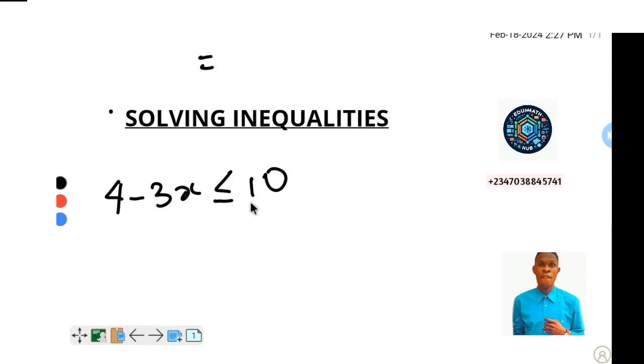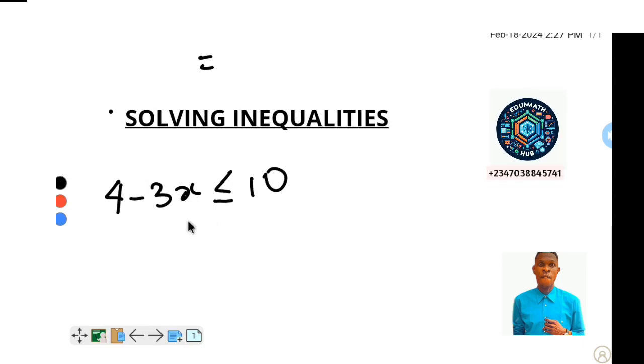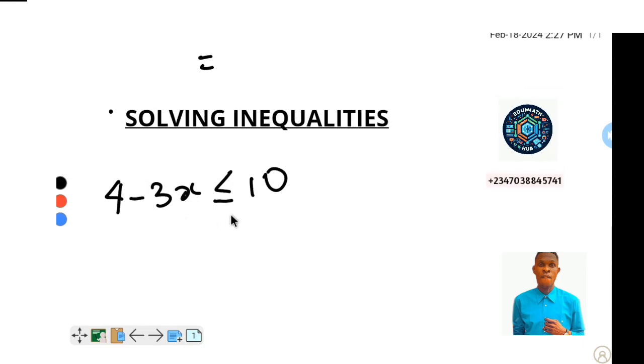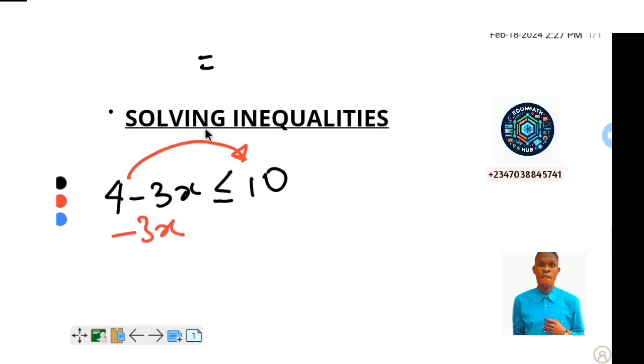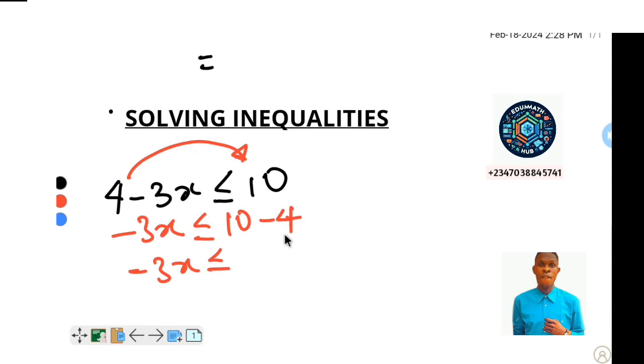To find the value of x and to represent it on the number line, this is 4 minus 3x less than or equal to 10. First of all, take this 4 and bring it to this side. Minus 3x remains here, so you have minus 3x. This 4 is coming here, so you have less than or equal to 10 minus 4. Then minus 3x less than or equal to 10 minus 4 will give you 6.